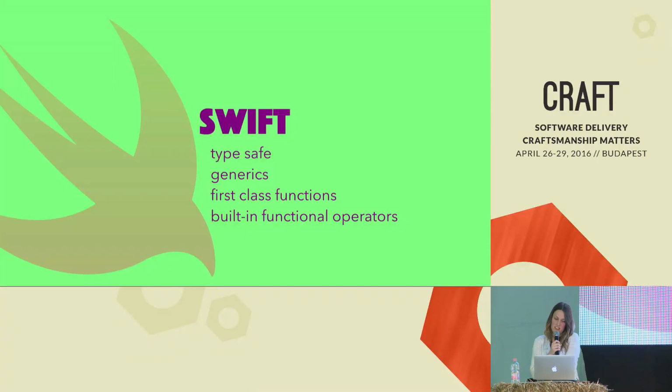And then came Swift to the picture. So it has a lot of really cool aspects. For example, it has generics, first-class functions, and they already built a lot of functional operators in it by default. So it's a lot easier to implement anything functional reactive related today in Swift.